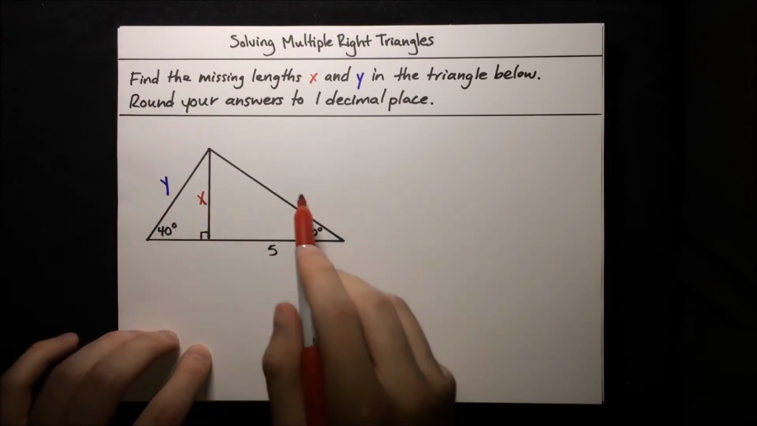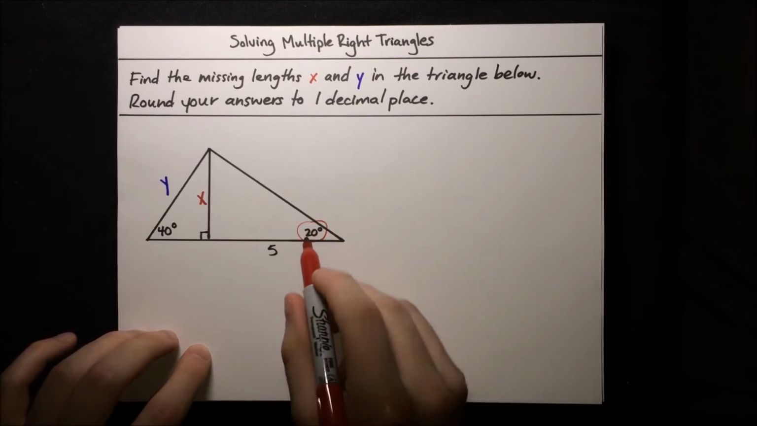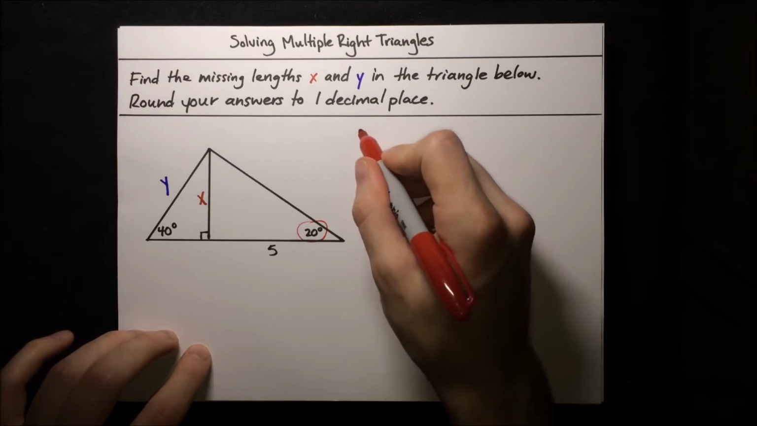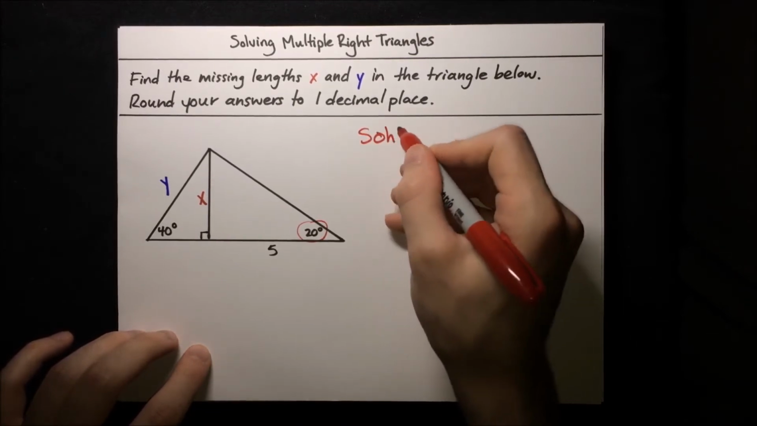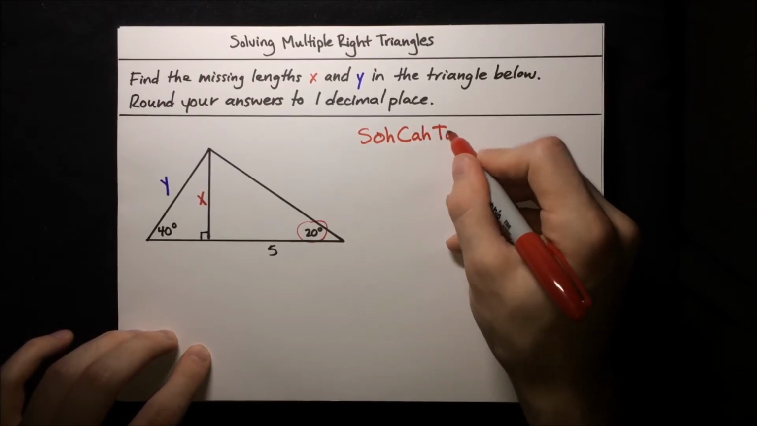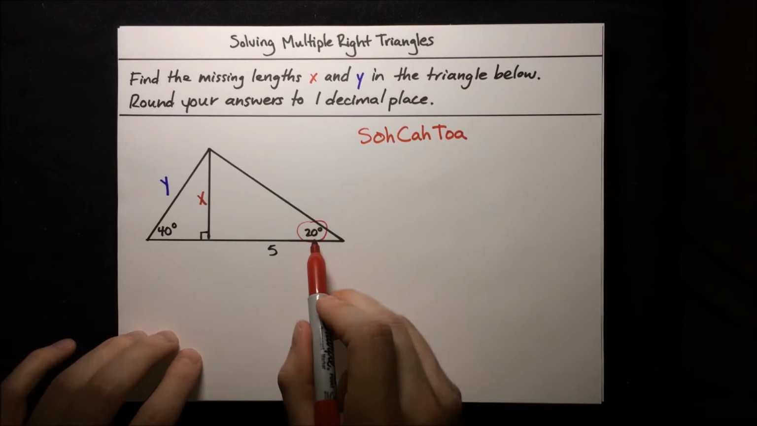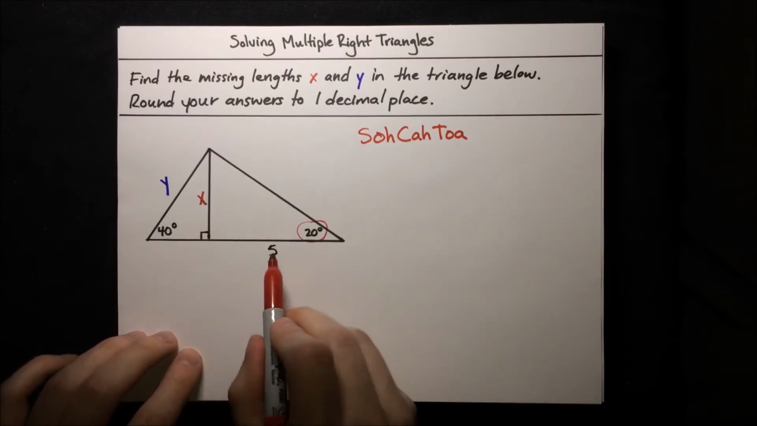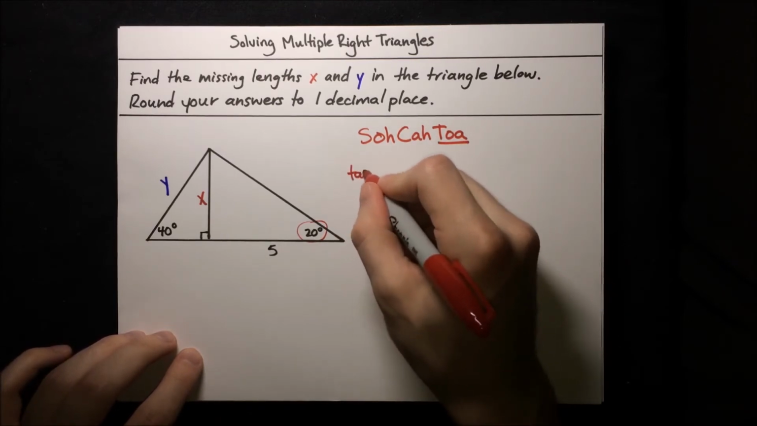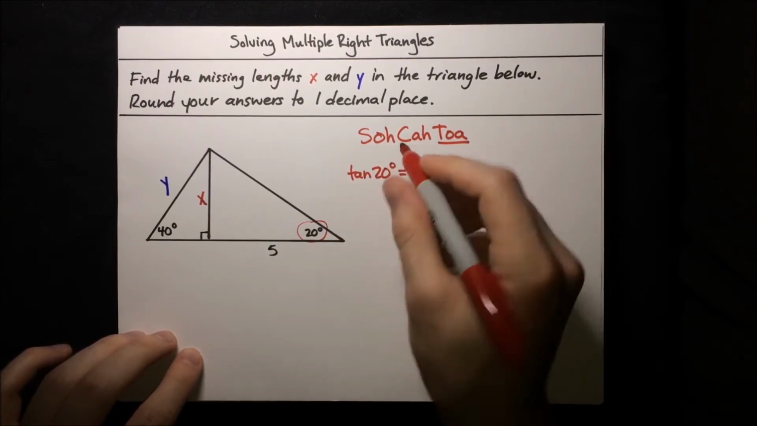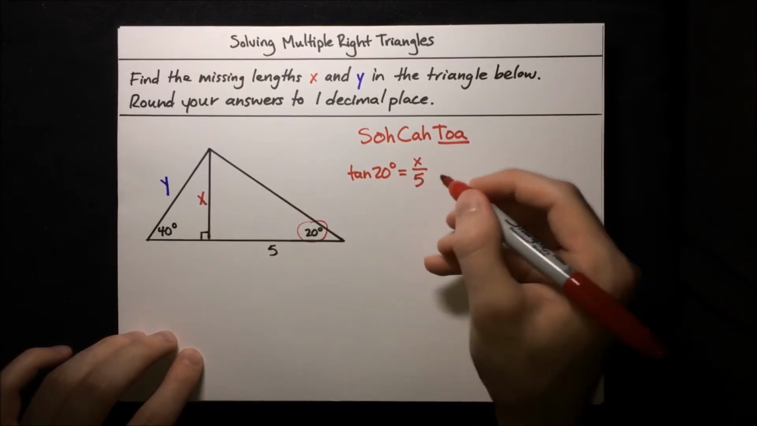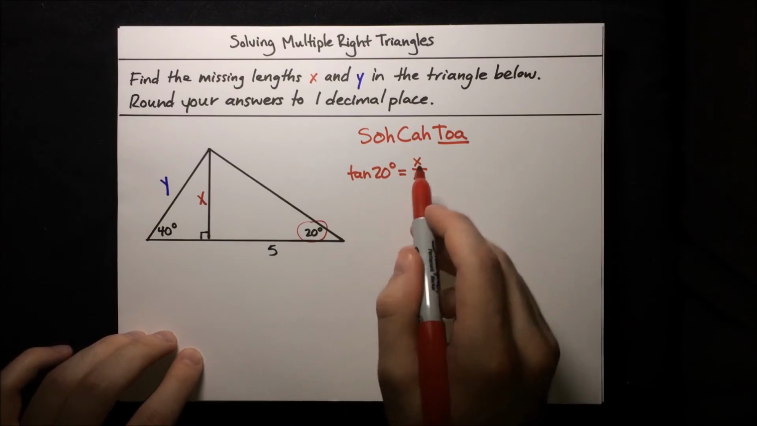Okay, so taking this right triangle, let's set up a trig ratio for 20 degrees that relates x and 5. So remember, for trig ratios, the way to remember that is SOHCAHTOA. Sine is opposite over hypotenuse, cosine adjacent over hypotenuse, tangent opposite over adjacent. And looking at 20 degrees, x is opposite and 5 is adjacent, so that indicates that we're going to be looking for tangent. So tangent of 20 degrees in this triangle is going to be equal to opposite x over adjacent 5. And there we go, an equation that we can use to solve for x.